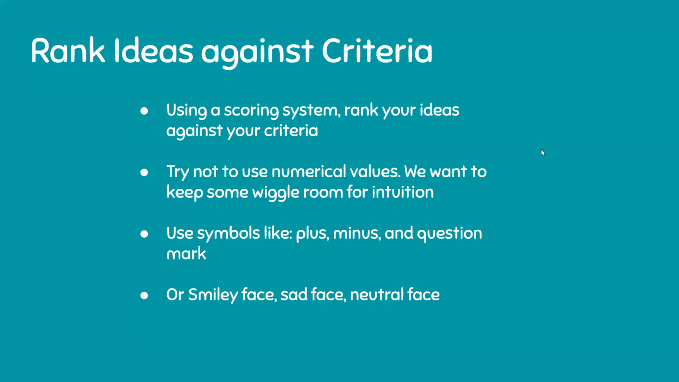So we're going to use a scoring system. Now here's what we don't do. We do not rank things by numbers and then add up the numbers. Absolutely not. With this matrix, what it does is gives us a kind of an intuition piece to it. So at the end of putting together this matrix, it's pretty clear what you should do first, second, and third. So we're not going to use numerical values. We're going to use symbols like plus, minus, and question mark, or smiley face, sad face, neutral face.